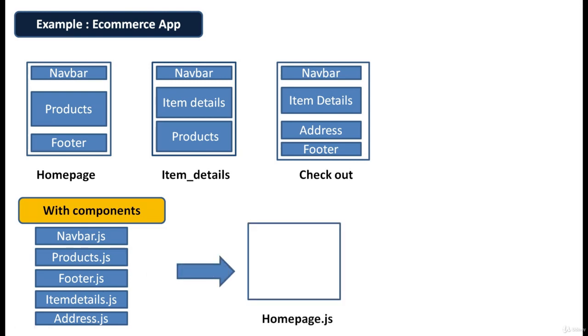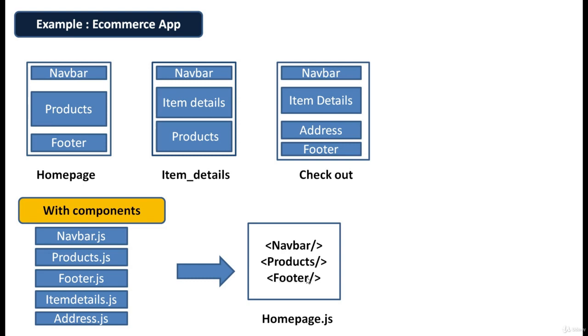In the home page component we have to place 3 child components. Those 3 child components are navbar, products and footer. After creating the home page, we will place directly the navbar component, products component and footer component.